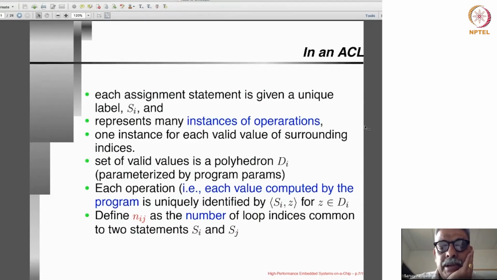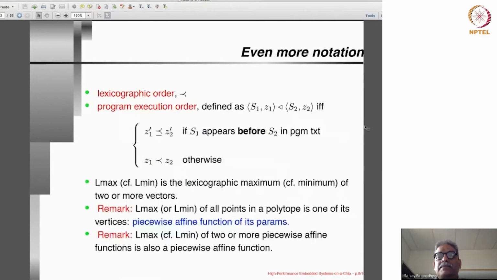Okay? All right. Even more notation. And then I'll talk about two remarks, because these remarks really link up what we want to do with the data flow analysis. Okay, we talked about the lexicographic order, right? The program execution order is statement S1 at iteration Z1, statement S2 at iteration Z2.